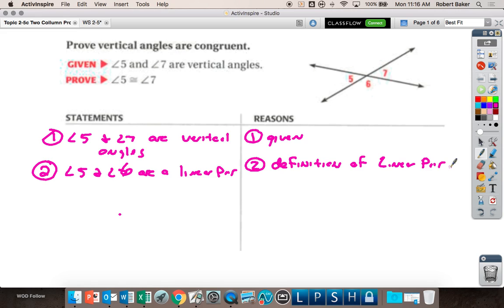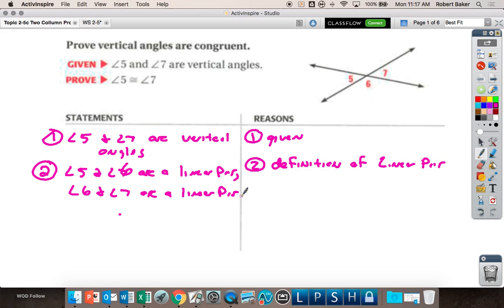Okay, I like where you're going with that. That's where I want to go next. If I said 5 and 6 are a linear pair, shouldn't I also say that 6 and 7 are a linear pair? So instead of writing a whole new statement, I'm just going to put comma, angle 6 and angle 7 are a linear pair. And it becomes the same justification. So statement 2, I'm saying 5 and 6 are a linear pair, and 6 and 7 are a linear pair. Why? Because of the definition of a linear pair.